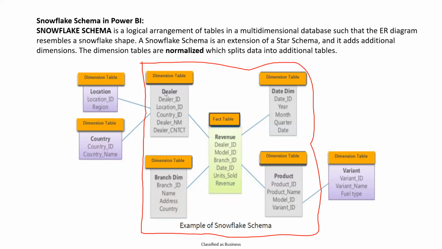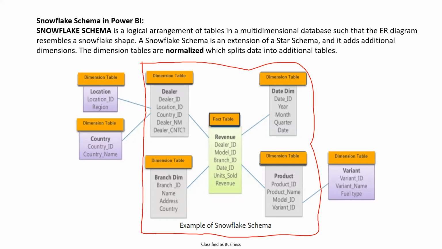If you're observing, the dealer table has some more hierarchy, giving additional information like region information, and providing a hierarchy from one dimension table to another dimension table. Similarly, the country table provides country details in a hierarchical order. It is an extension, expanding with additional dimension tables. That schema design, we are going to call a snowflake schema.